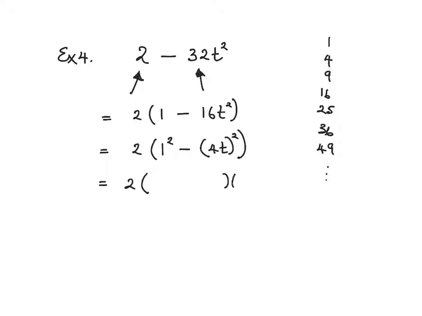Final line of working, I've got 2 brackets. You'll notice, I hope, that the common factor of 2 appears in each of the lines of working. We don't forget that. So first term in each bracket is 1, second term is 4t, and then different signs. It doesn't matter whether we've got positive first or negative first, the signs must be different.